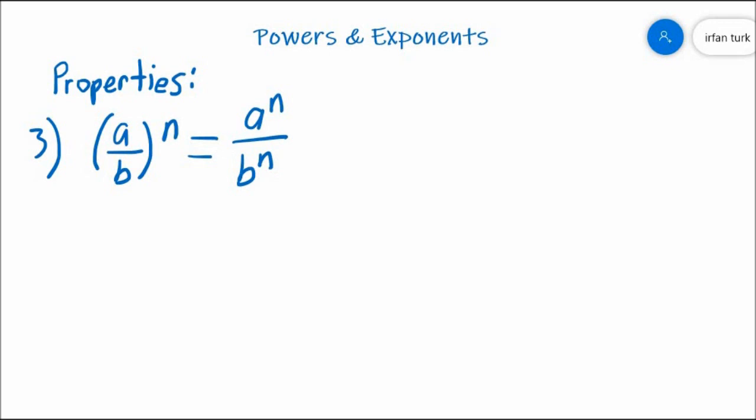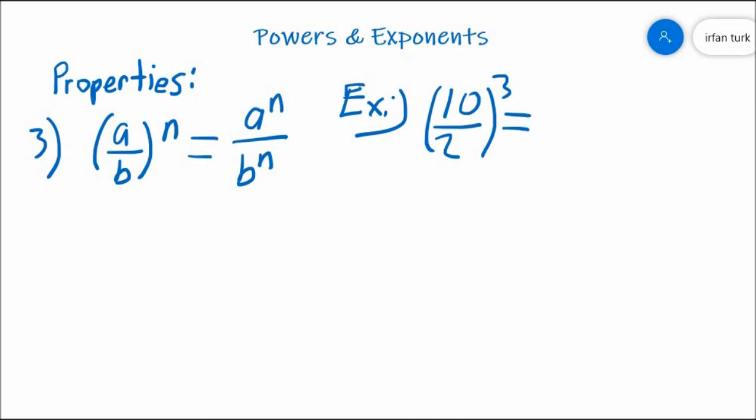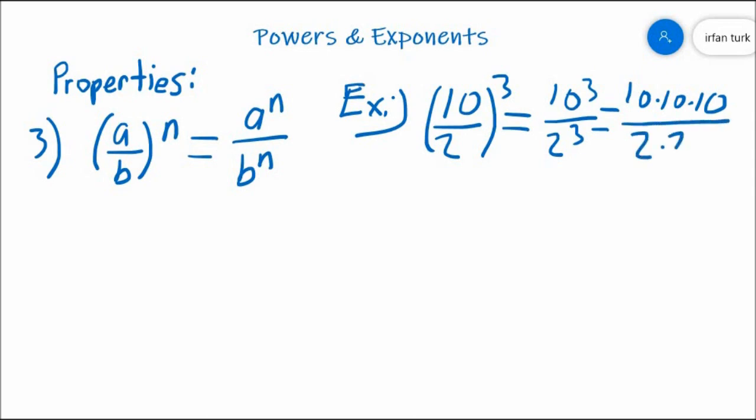Let's take a look at an example. Say we have 10 divided by 2 to the power of 3. This 3 comes to both numerator and denominator as an exponent, so this is going to be 10 to the power of 3 divided by 2 to the power of 3. 10 times 10 times 10 divided by 2 times 2 times 2.